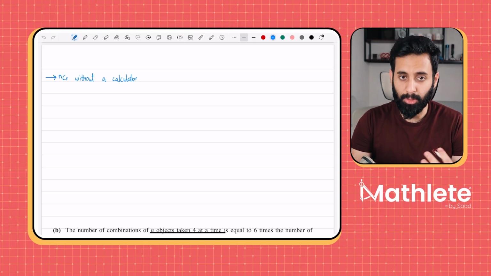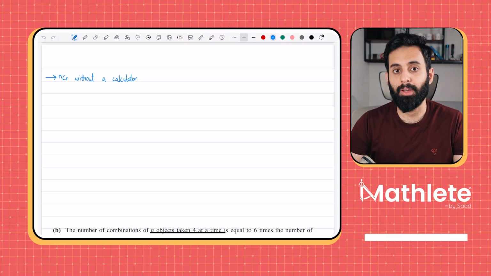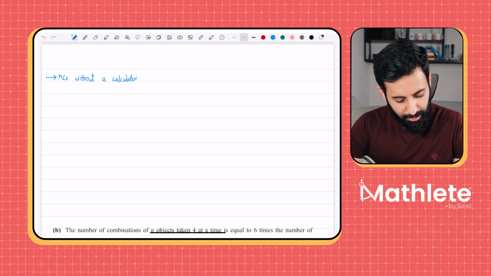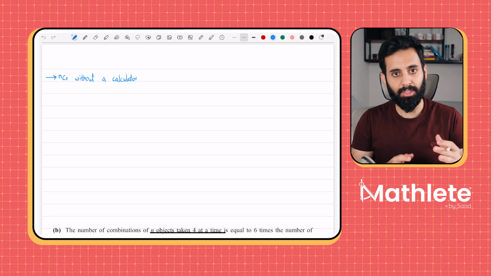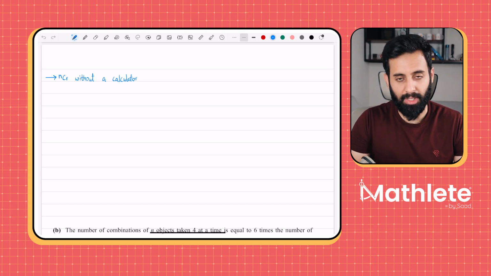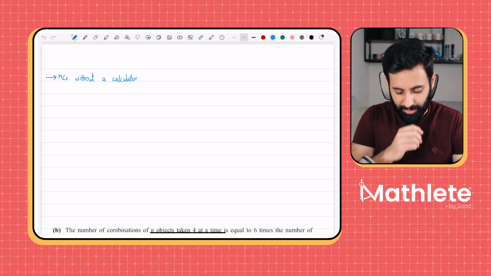As you guys hopefully by now are aware, there has been a change in paper pattern in Add Maths, and now you have a paper in which you're not supposed to use a calculator. So that is where you can most likely expect questions like these. And frankly speaking, even if you wanted to use a calculator in questions like these, you still won't be able to, because the questions are designed in such a way.